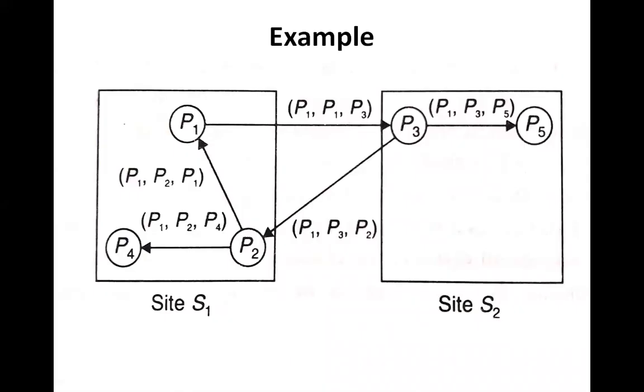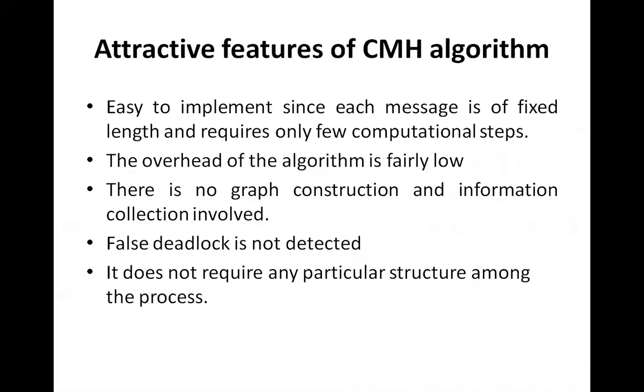That is why this algorithm is said to be the best algorithm, because of its attractive features. The first feature of the CMH algorithm is that it is very easy to implement, since the message is of fixed length and only very few computations are required in the different steps. The overhead of the algorithm is fairly low. And graph construction is not done much, and not much information is collected. False deadlock will not be detected at all, and it does not require any particular structure among the processes.